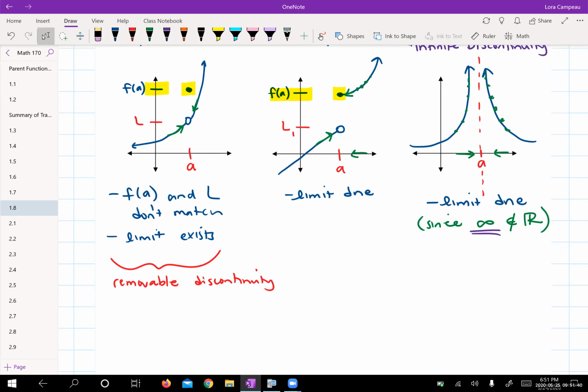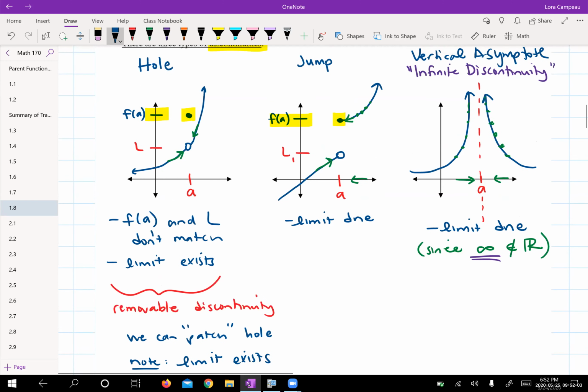And the reason why is we can patch the hole. Nice little single value you can use. And a little note with removable discontinuities, the limits, remember, it exists. That's something that's helpful to us.